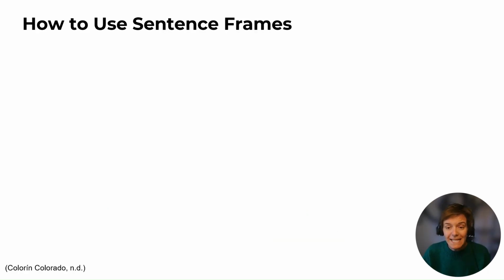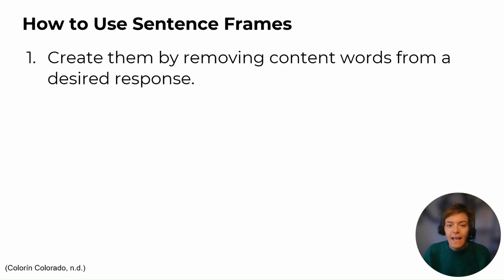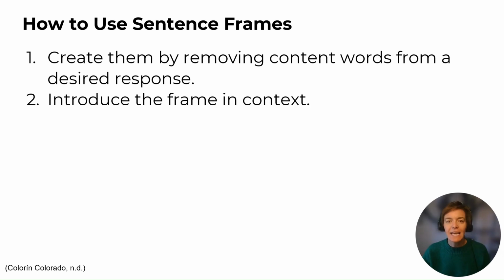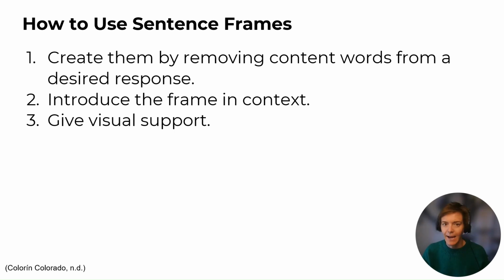So how do you make sentence frames? First, think about what response you want from your students. Write that out as a sentence, and then replace the content with blanks and keep the structure. Next, introduce the frame to the students in the context of your lesson. This is the I do part. You'll give them visual support by putting the sentence frame on a slide or the board or asking them to write it down.